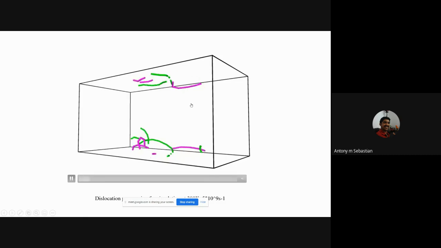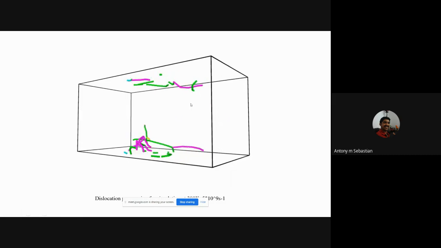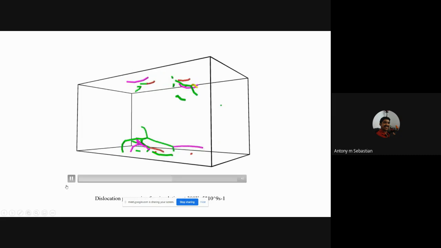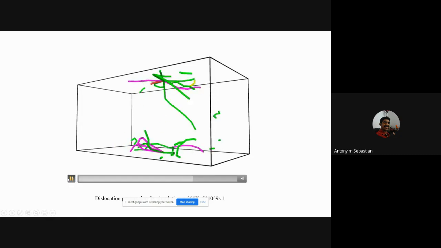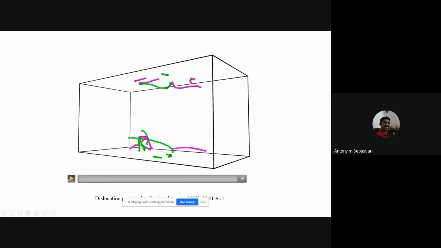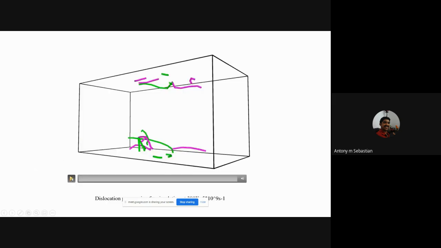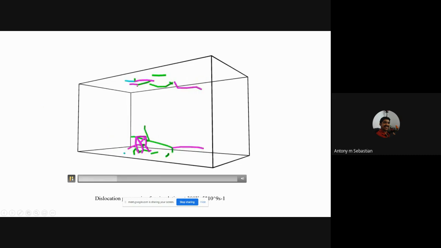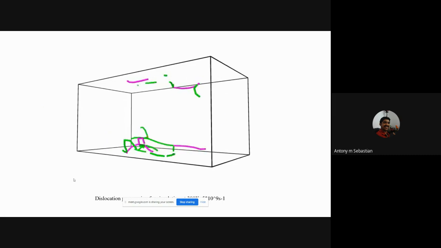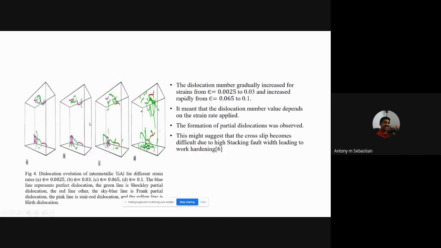And now this is the dislocation progression, which you can observe. From this dislocation progression, you can see that a large amount of dislocations are observed. And then these are the snapshots. These are the OVITO snapshots, which are observed for the early deformation, which I have shown here. This is a simulation animation of the dislocation progression. And now these are the snapshots of the dislocation progression, which I have shown earlier.